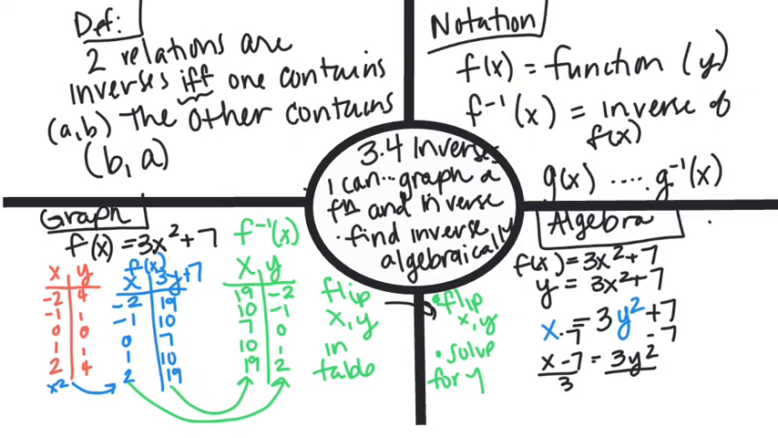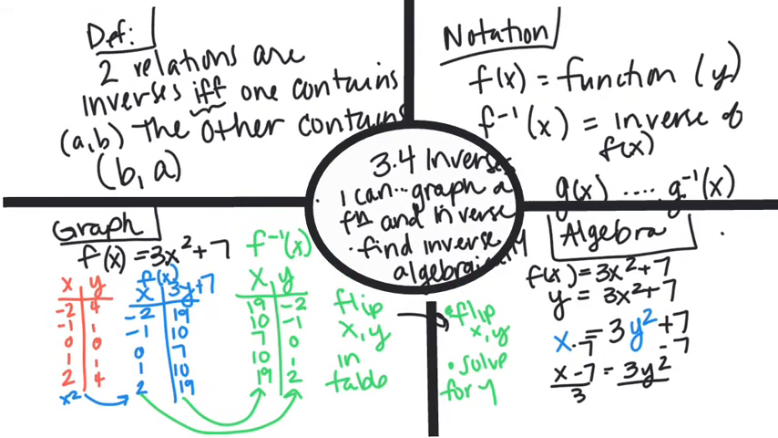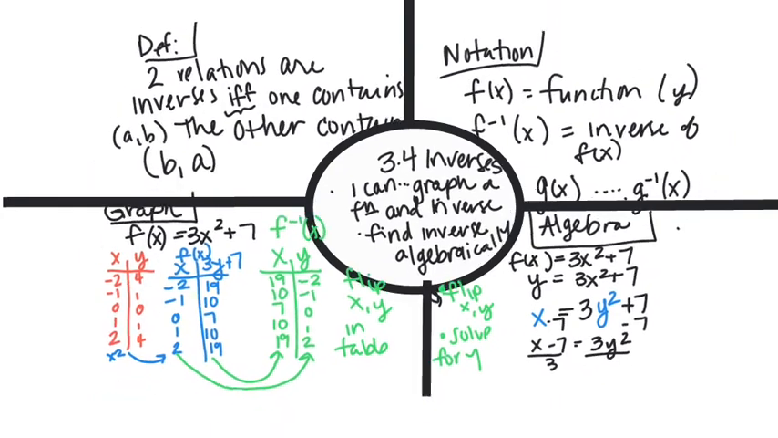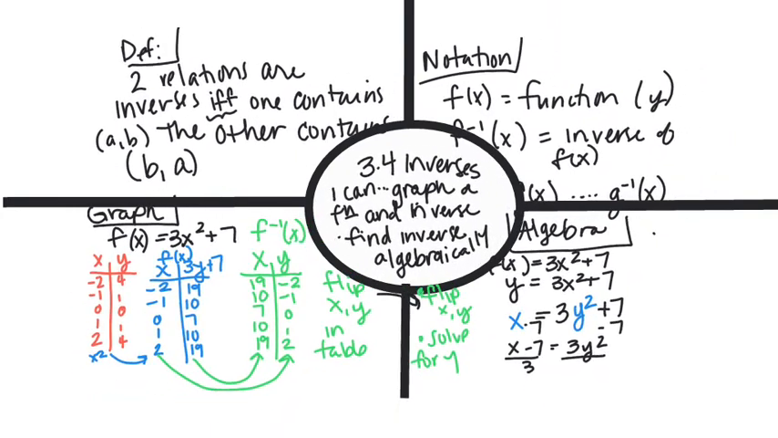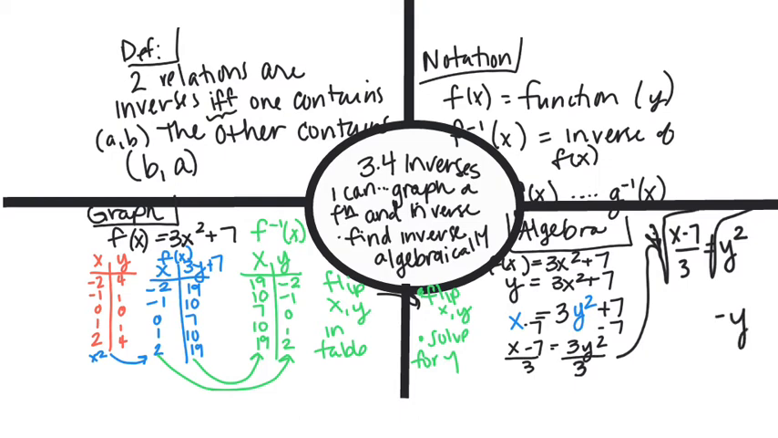Oopsies. I was hoping to shrink down the whole thing and give myself some more room, but it doesn't look like that's going to happen. Just shrink that, I guess. All right, so divide both sides by 3. So now I have x minus 7 all divided by 3 equals y squared. And then I need to square root both sides, and that goes over this whole thing. So now I have y equals, when you take the square root of something, you get plus and minus the square root of x minus 7 over 3. And this would be my new function.